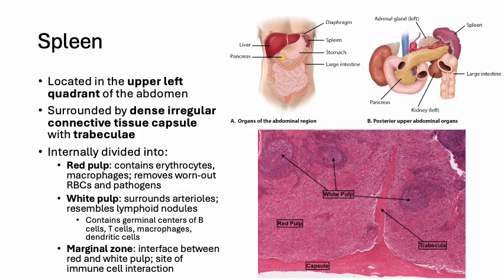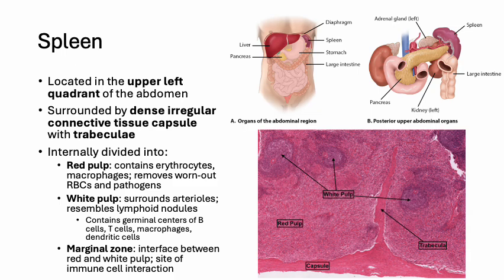The white pulp is found surrounding arterioles and resembles lymphoid nodules. It contains a germinal center which actively divides B cells and is surrounded by a zone rich in T cells, macrophages, and dendritic cells. This is where the immune response to blood-borne pathogens is initiated.